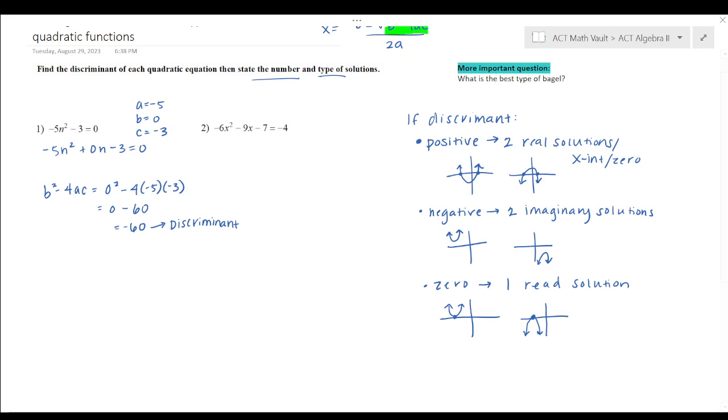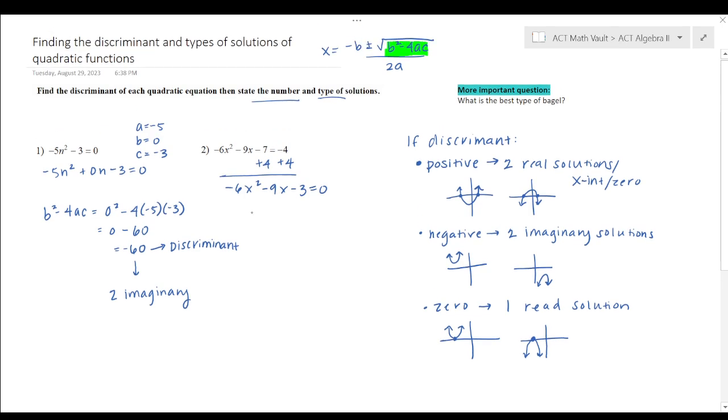So in our first one, the discriminant was -60. So that means we will then have 2 imaginary solutions. Okay. And now let's see what's up for number 2. This one, I selected it so that you had to get a 0 on one side first. So we've got -6x² minus 9x minus 3 equals 0. So we know our a is -6, b is -9, c is -3.